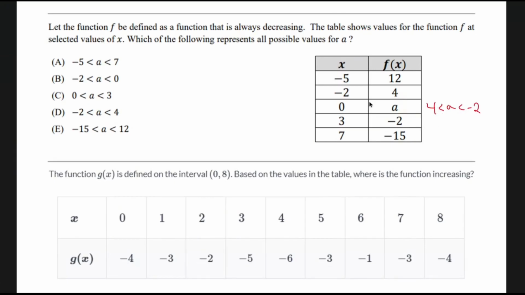Now, we're not going to look for patterns because we don't know what the graph looks like. We just know that a cannot be 4 and a cannot be -2, but it could be everything in between. Now, this is inappropriate math work. You wouldn't write out something as 4 is less than a, which is less than -2. Last time I checked, 4 is not less than -2, so that's bad grammar. So we actually have to flip this around. -2 is less than a, which is less than 4. So that gives me the answer of D.